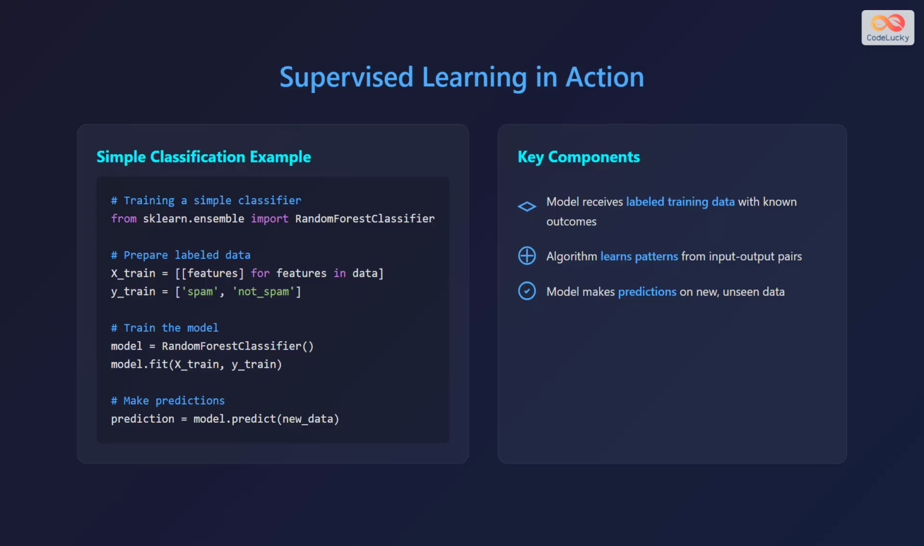Next, create an instance of the random forest classifier and train the model using the fit method, passing in the input features and labels. Finally, make predictions on new data using the predict method. To summarize, the model receives labeled training data with known outcomes, learns patterns from the input-output pairs, and then makes predictions on new unseen data based on what it has learned.